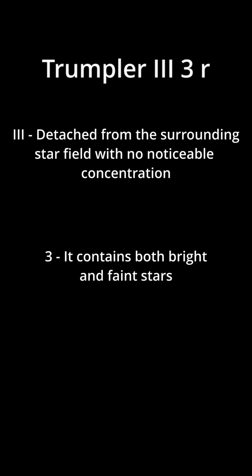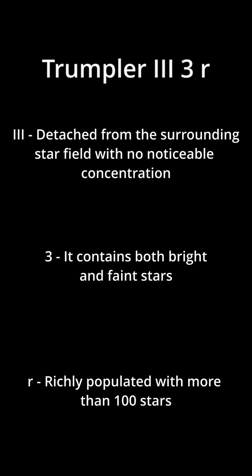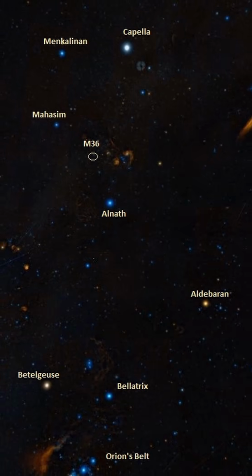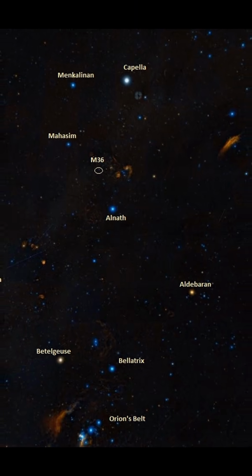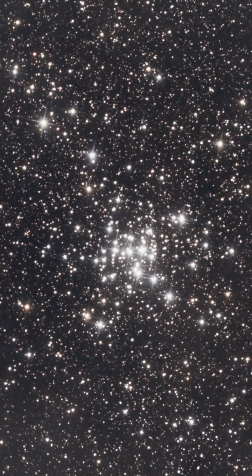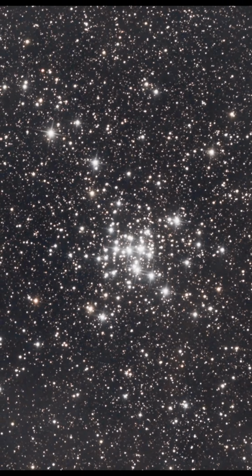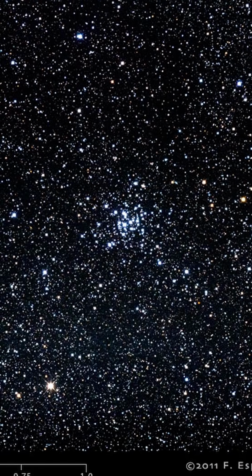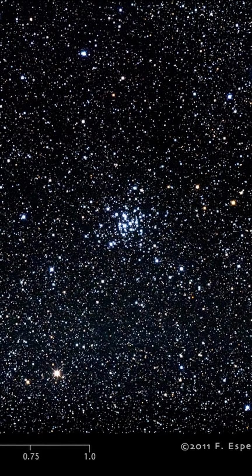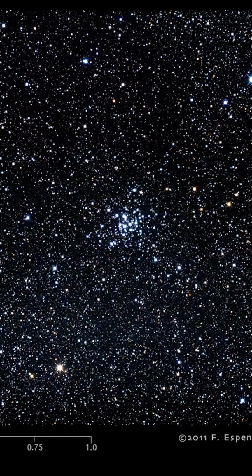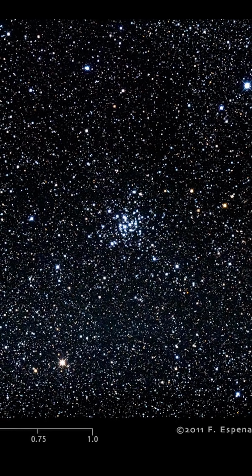It has both bright and faint stars, and is richly populated with more than 100 stars. M36, also known as the Pinwheel Cluster, is an open cluster located in the northern constellation Auriga. The cluster is 14 light-years across and lies a distance of 4,100 light-years from Earth. With an estimated age of 25 million years, M36 is relatively young and doesn't have any red giant stars. However, the brightest star in M36 is about 360 times more luminous than the Sun.